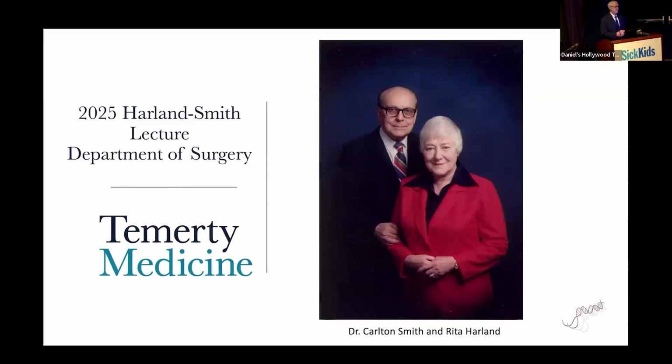So as mentioned, Harland Smith, I talked mostly about Smith so far, but Harland, Rita, was Smith's wife, and they were a couple, and they married. They both worked in the Department of Anatomy in those days, and in their name and honor, on behalf of the family, this lectureship was set up and it's hosted, as I mentioned, by the Division of Anatomy.